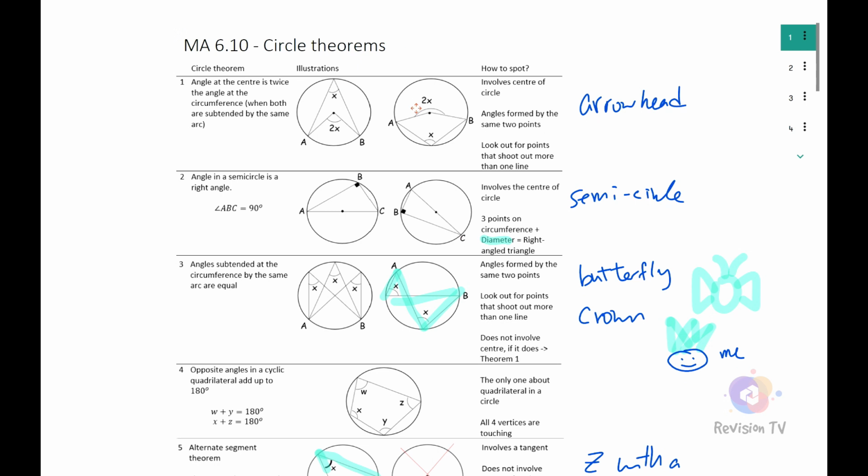One thing I also wanted to say is for this arrowhead, this is a tricky scenario where students usually do forget. It doesn't look like an arrowhead, but they'll be thinking which side is it? So it's that one, 2x and x.